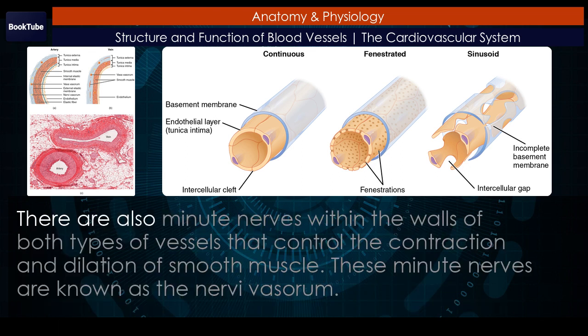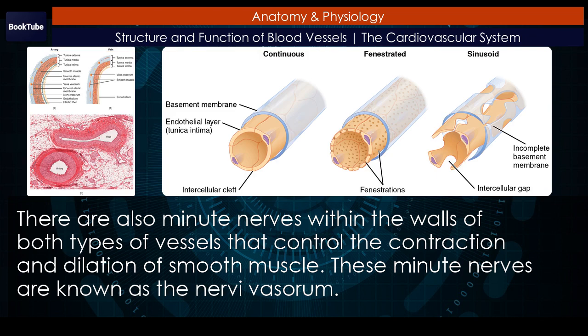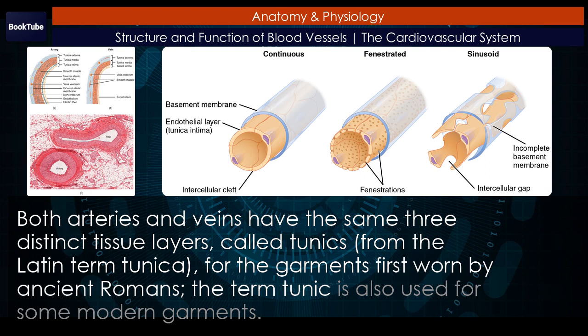There are also minute nerves within the walls of both types of vessels that control the contraction and dilation of smooth muscle. These minute nerves are known as the nervi vasorum. Both arteries and veins have the same three distinct tissue layers, called tunics, from the Latin term tunica, for the garments first worn by ancient Romans. The term tunic is also used for some modern garments.